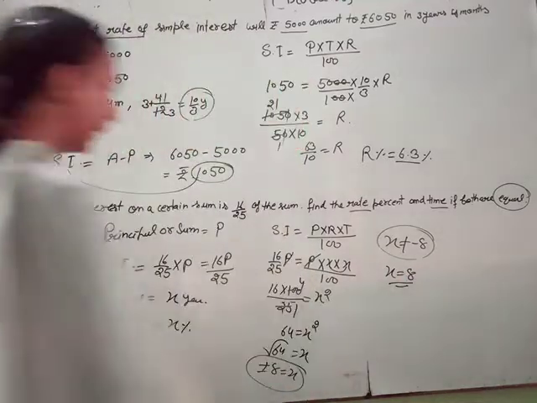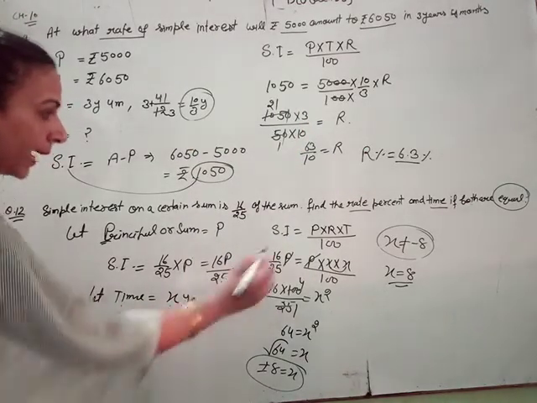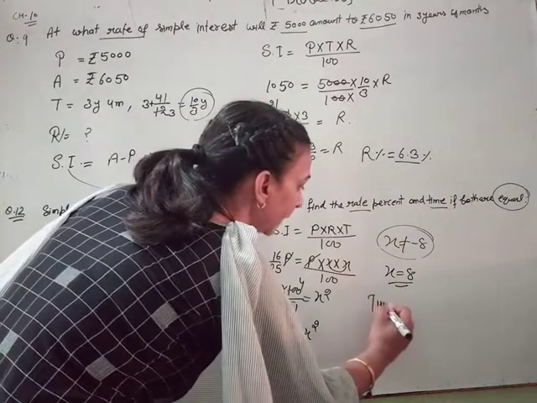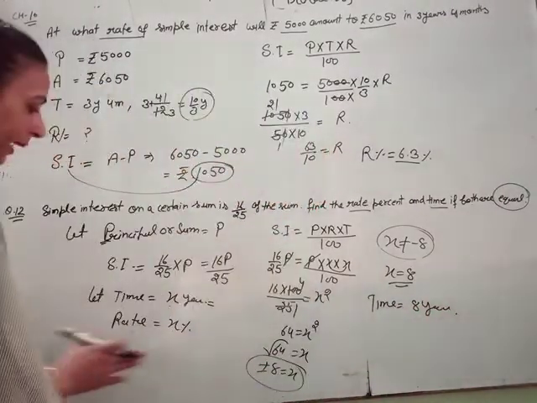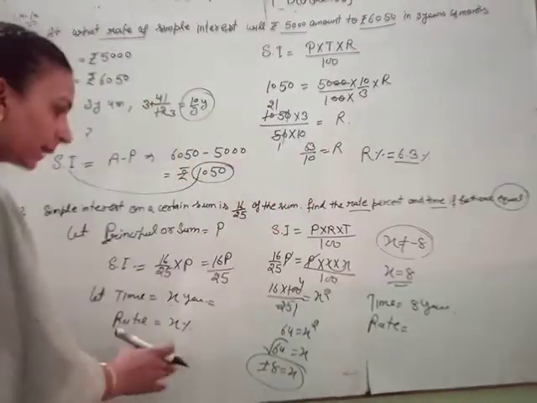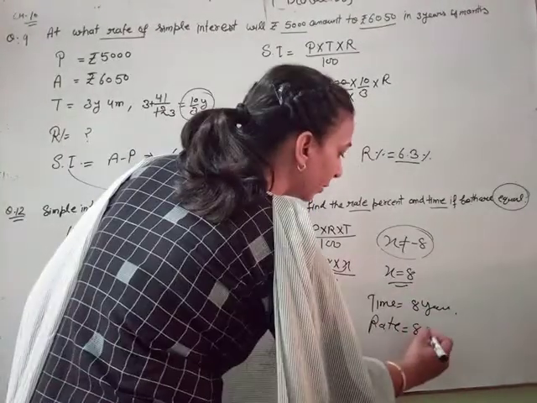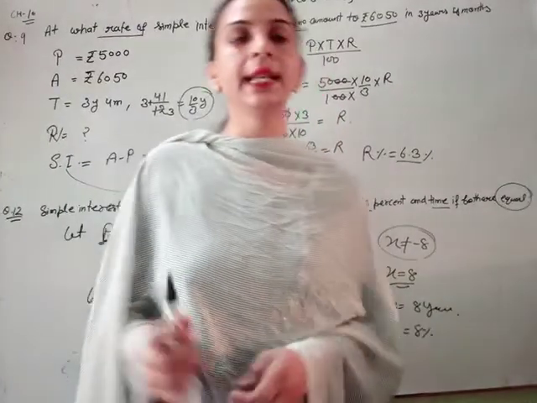x equals 8. What is x? Time period is x years, that means 8 years, and again the rate percent, the rate of interest, is x percent, that means 8%, because both are numerically equal. Time period is 8 years, rate of interest is 8%.